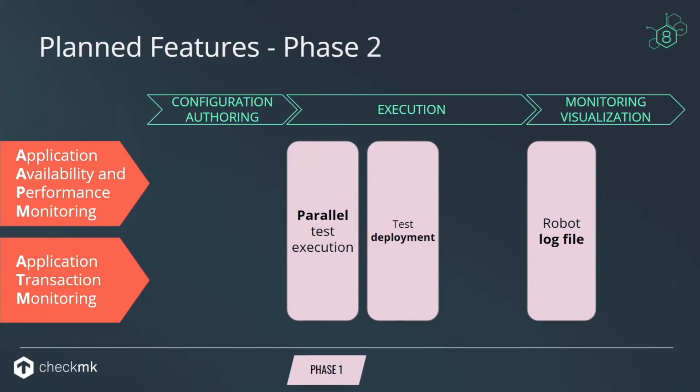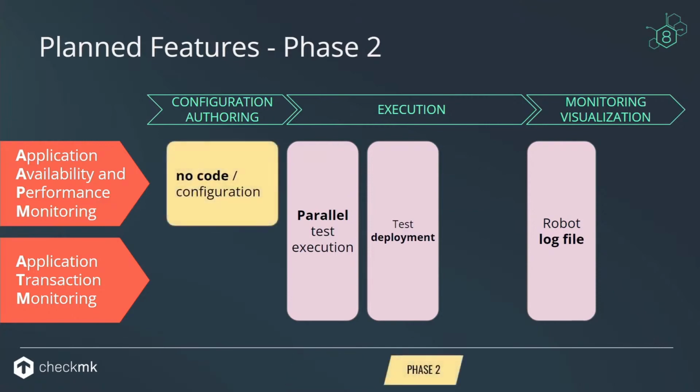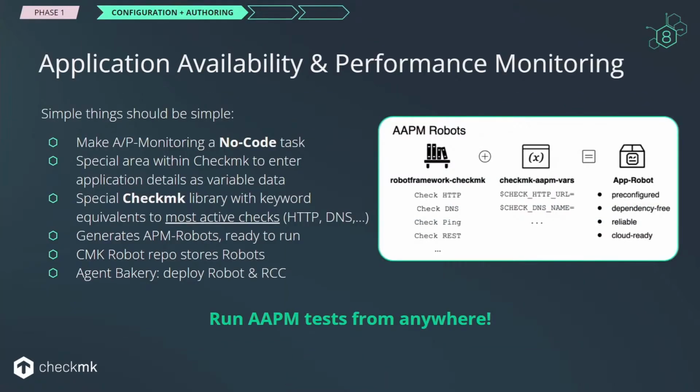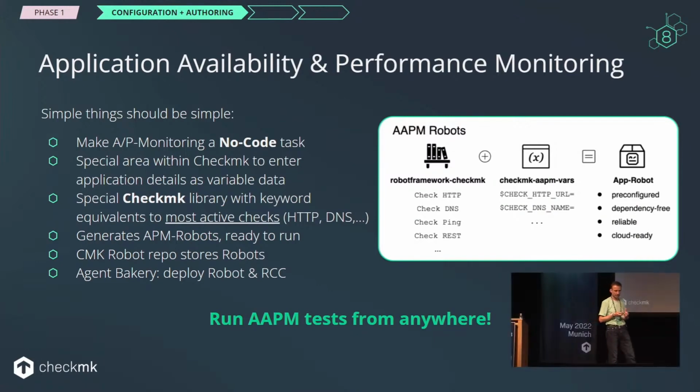Now let's go to phase 2. In phase 2, we want to focus on the authoring process of the more simple AAPM, the availability and performance monitoring checks. AAPM should be a real no-code task. We want to make it as simple as possible, and for that, we want to provide a special page or region within Checkmk where you can enter the details of your application you want to monitor. For example, a URL, a port, and so on.